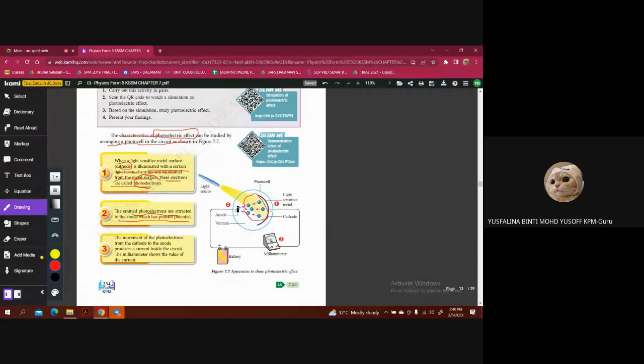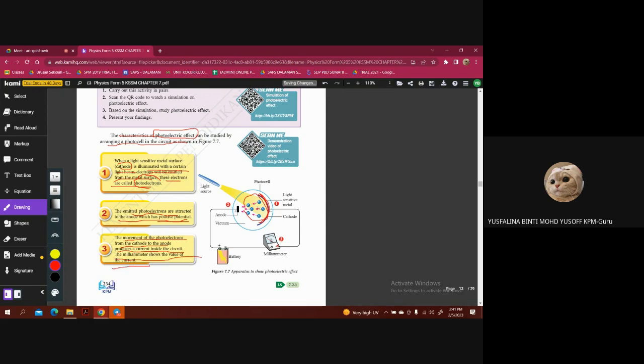Okay, we put the anode here. This is the cathode, right? Of course, this has to be the cathode, because cathode means the negative. So there we have the electrons, right? So this is the anode. So it will be attracted because they have different charges, right? So the emitted photoelectrons are attracted to the anode, which has a positive potential. Then the movement of the photoelectrons from the cathode to the anode produces a current inside the circuit. The milliammeter shows the value of the current.